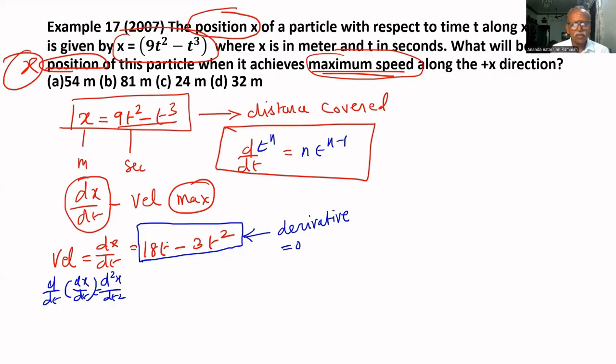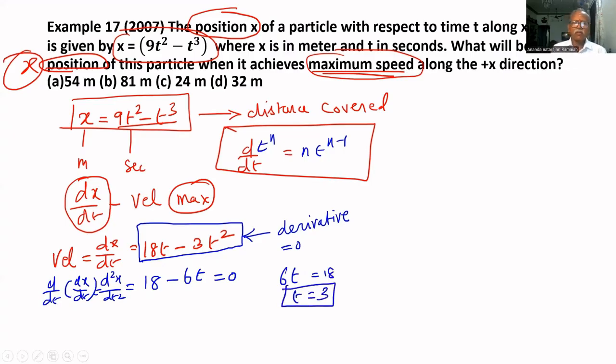d square x by dt square equals, if we differentiate 18t, it will become 18, because t power 1 minus 1 is t power 0, and anything power 0 equals 1. Therefore, 18 minus 3t square gives 6t. This must be equal to 0 to get the maximum value of velocity. So 18 minus 6t equals 0, means 6t equals 18, or t equals 3.